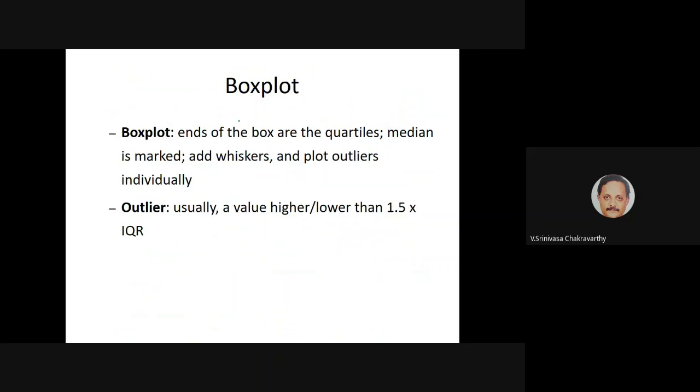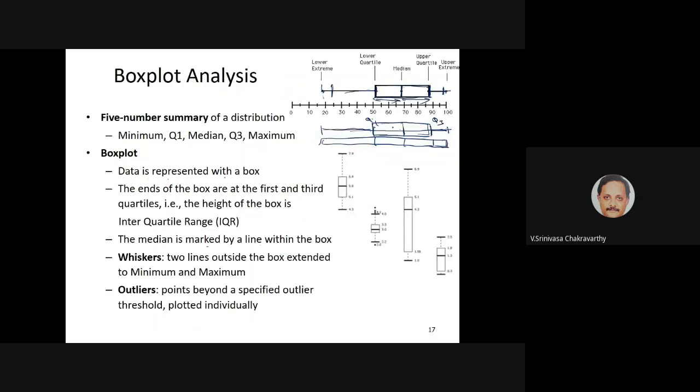Then the box plot. You can represent these five numbers more pictorially using what is called a box plot. Here the ends of the box are the quartiles, and the median is marked. Add whiskers and plot outliers individually. Let's say there's a picture here. Yeah, we have it here. So this is a box plot. This is the median value, and this is my Q1. This is Q2, the upper quartile. They are also called lower quartile and upper quartile. And then draw a rectangle.